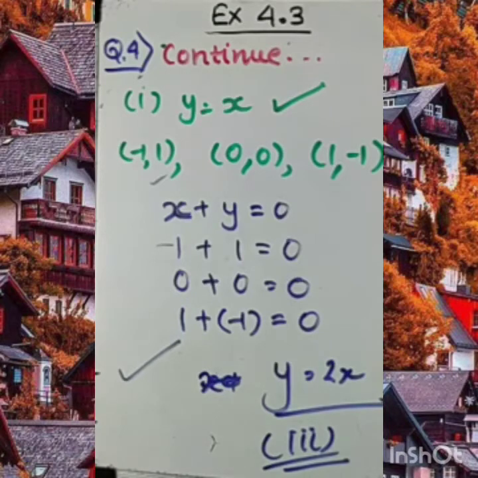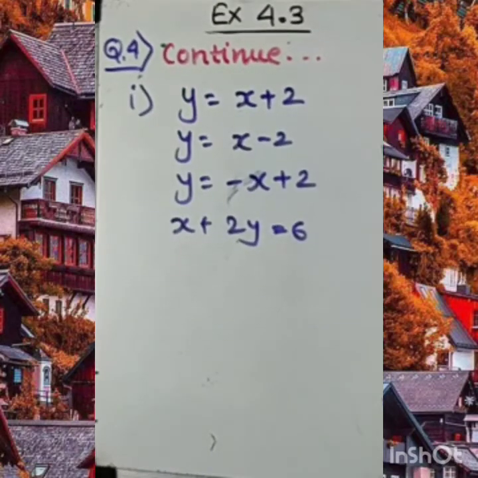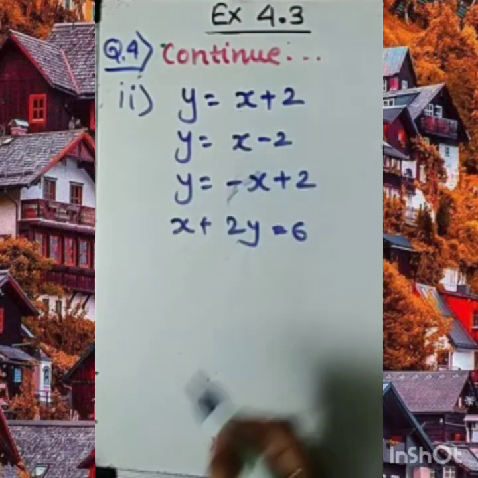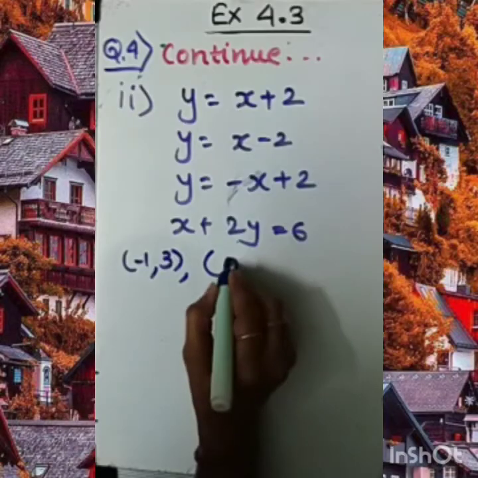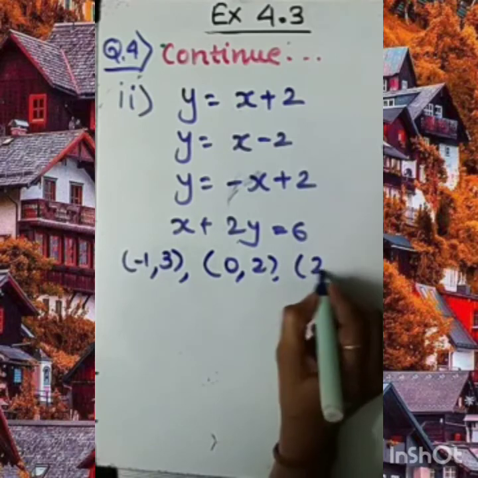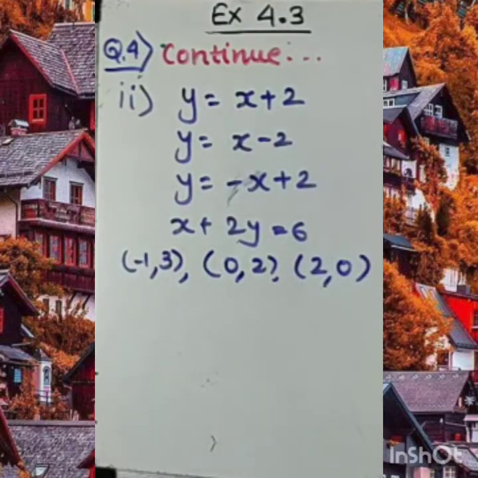There we are given y equal to x plus 2, y equal to x minus 2, y equal to minus x plus 2, and x plus 2y equal to 6. Okay. So now we are in the second part. We are in continuation. We are given these four equations, and in the graph, if you observe, the coordinates we are given are minus 1 comma 3, then 0 comma 2 I can see, and 2 comma 0 also given. These three coordinates are given.